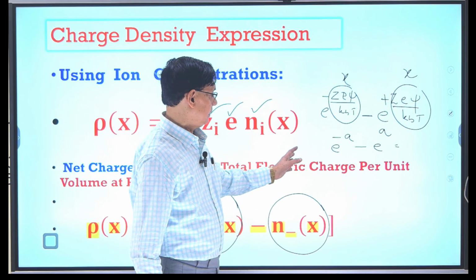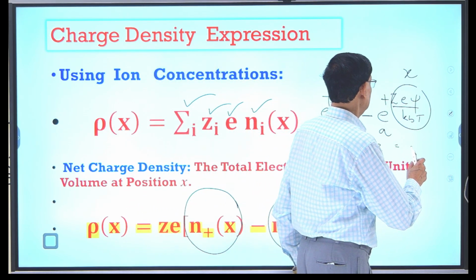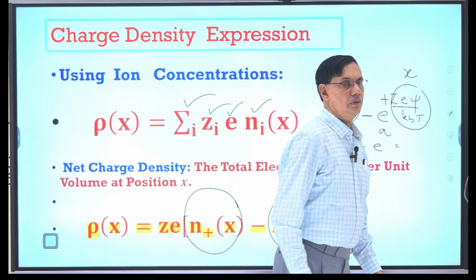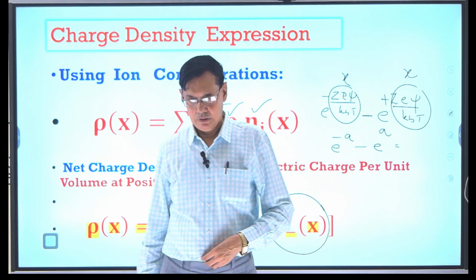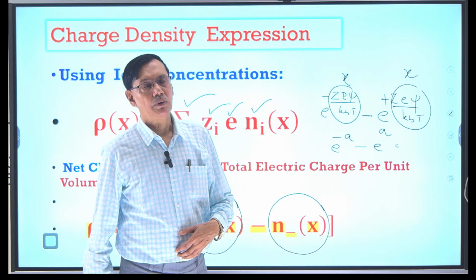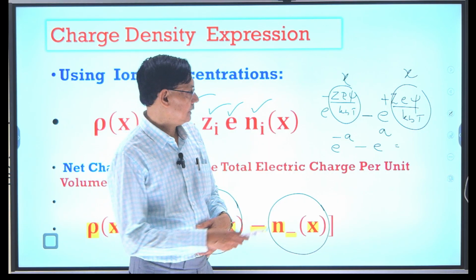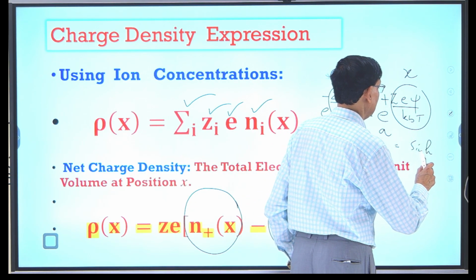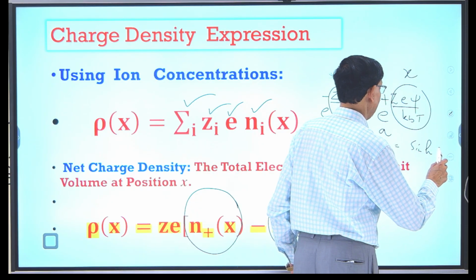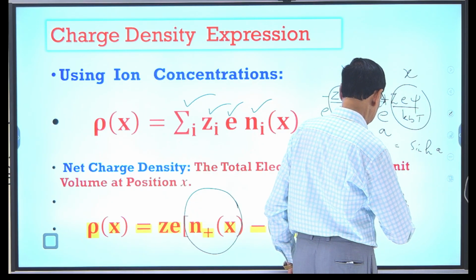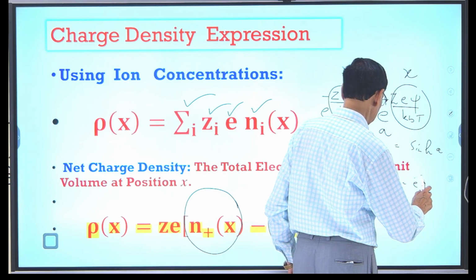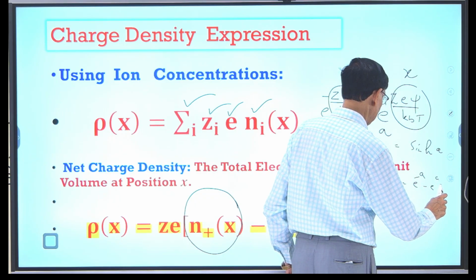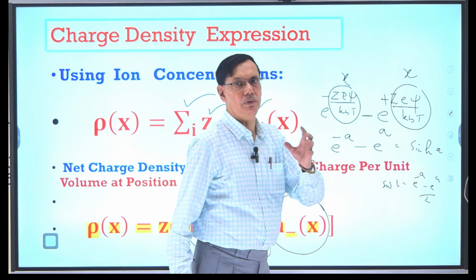and if I want to solve it, we need the hyperbolic sine. So it is actually sinh, the hyperbolic function. So sinh a is equal to exponential a minus exponential minus a divided by 2. It is simple trigonometric mathematics.